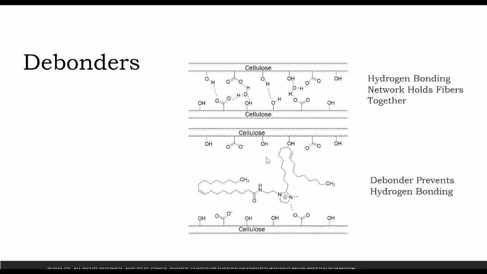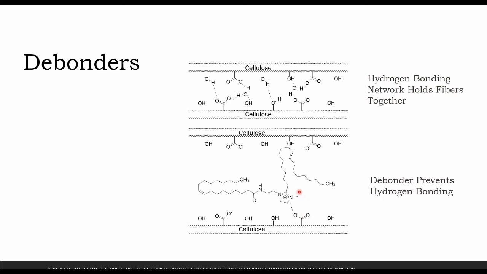Now, what does a debonder do? This is a picture of a debonder chemistry added to our process. And again, I really don't want you to worry about this molecule. I know it looks fairly complicated. I really want to point out two things. The first thing I want to point out is this chemistry has what's called a positive charge, or a cationic charge, associated with it. What I didn't mention yet is that cellulose, when it's dispersed in water, has a negative charge naturally associated with it.